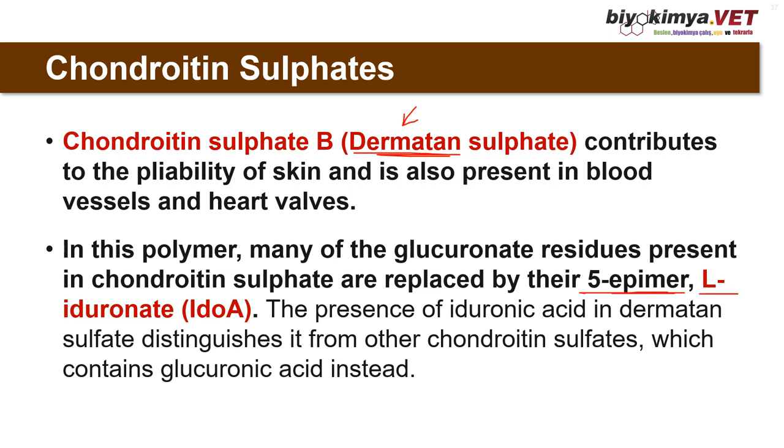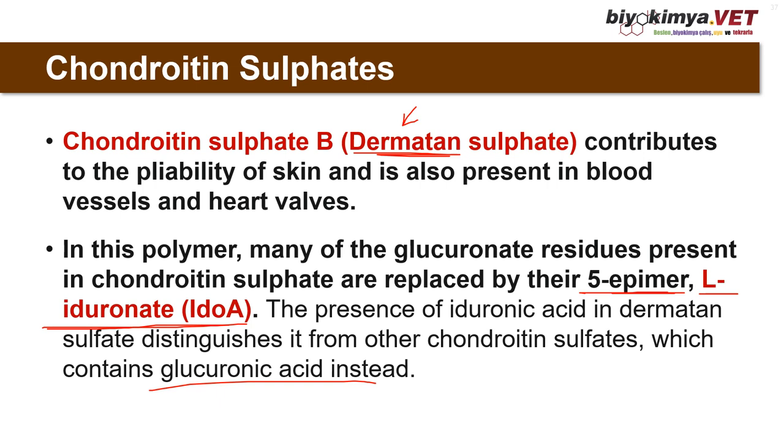And it is L-iduronate, or shortly, iduronic acid. The presence of iduronic acid in dermatan sulfate distinguishes it from other chondroitin sulfates, which contain glucuronic acid instead. And this structural difference influences the unique properties and functions of dermatan sulfate.